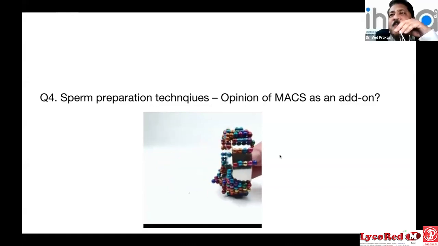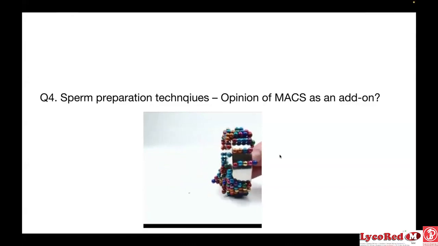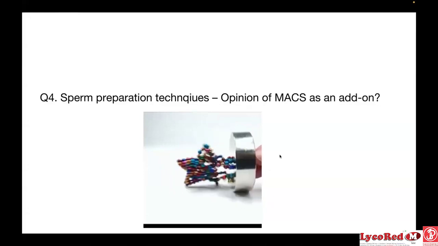Because there are two methods. There is a lot of literature, including by Dr. Ashok Agarwal and others. Some studies suggest that you do sperm preparation and then MACS. Some studies suggest that you do MACS and then sperm preparation again. But I used to do sperm preparation and then do MACS. Before that we know that after a good sperm preparation, the yield is very good. Then definitely after that, with MACS also, it will be very good.